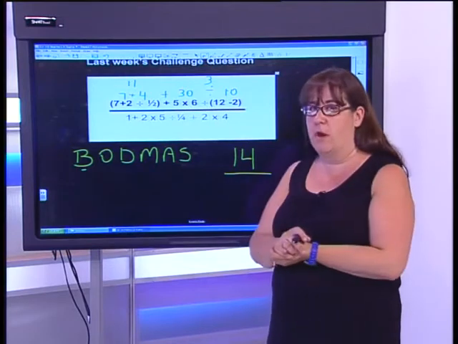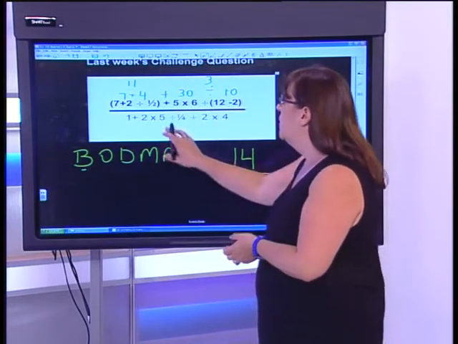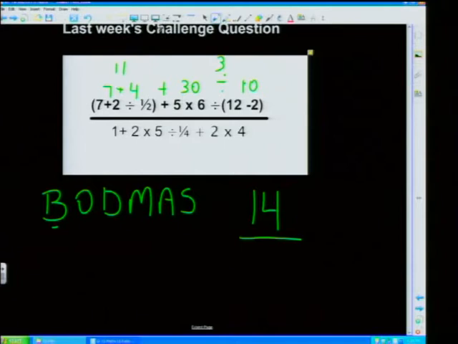Let's now try work out the bottom. Now we've got no brackets. So my first thing I'm looking for is, I'm going to do my multiplication. So 2 times 5 is 10. 2 times 4 is 8. 10 divided by a quarter is the same as saying 10 times 4, so that is actually 40. Now I can add the 1 and the 8. So I've got 40 plus 8 plus 1 is 49.